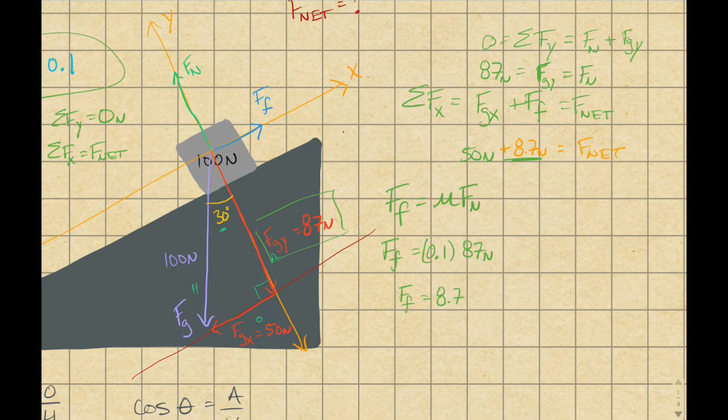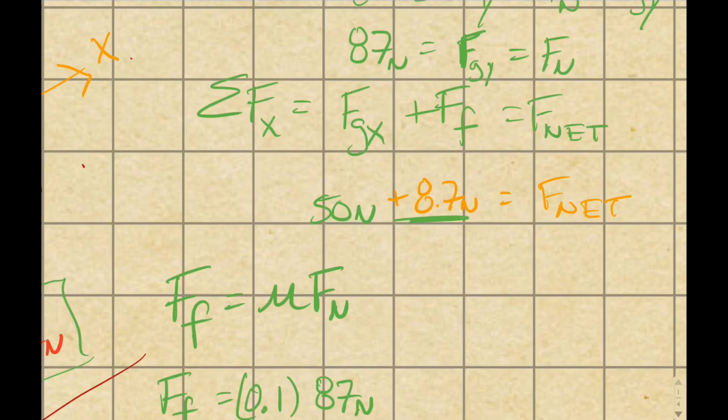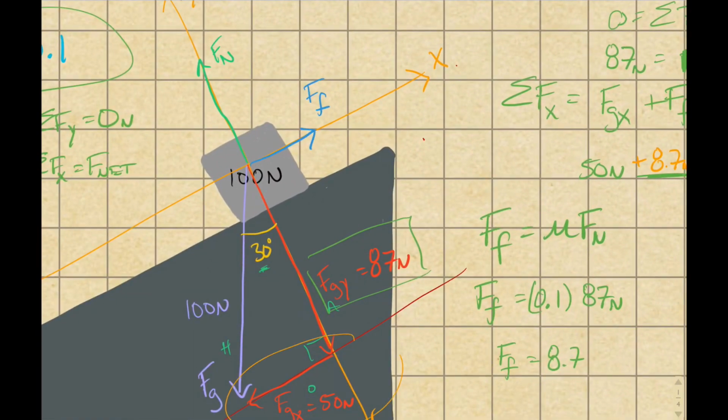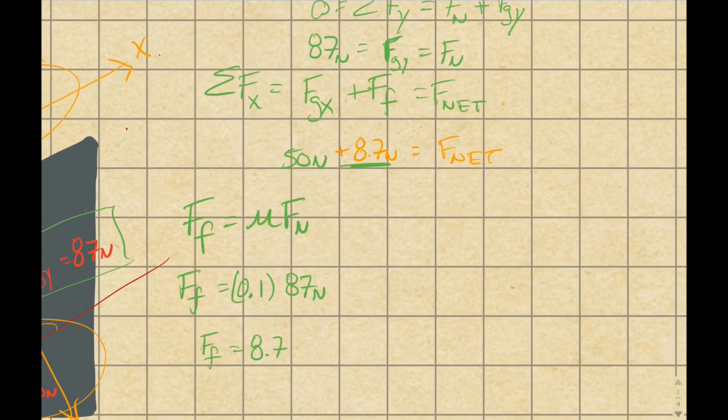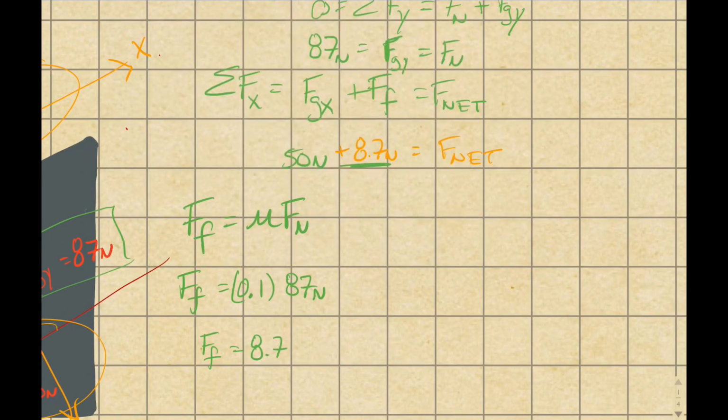We have to be pretty careful here because we have these right here as just adding together, which is not the case. They are pointing in opposite directions. The force of gravity in the x direction is pointing down the ramp. The force of friction is pointing up the ramp. So one of those definitely has to be negative. Carrying this over, I'm going to instead say that this is 50 newtons minus 8.7 newtons, and that is going to be equal to my net force.